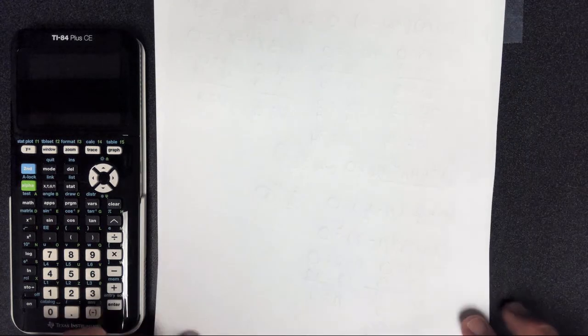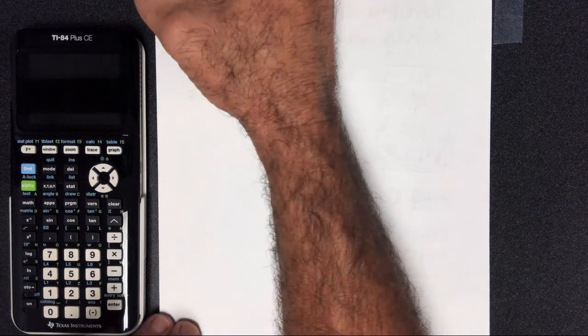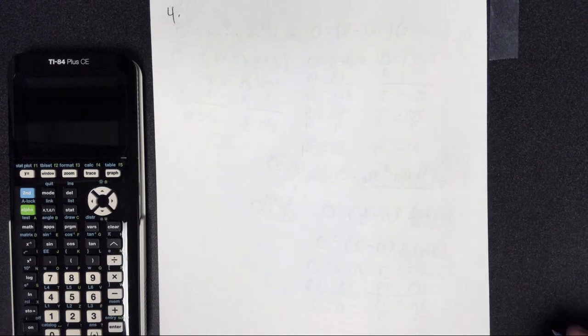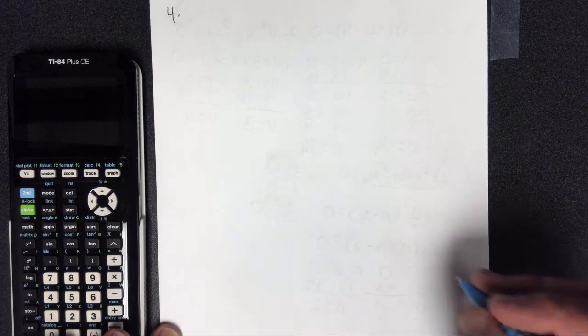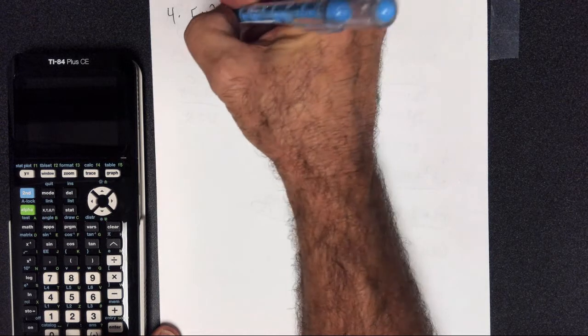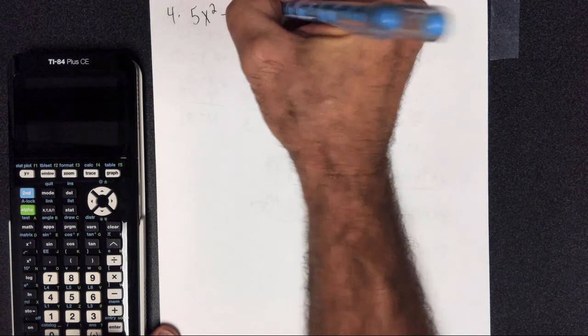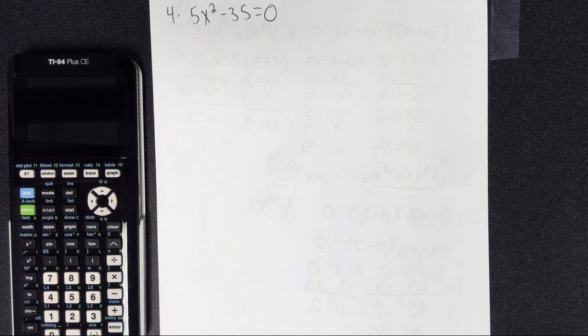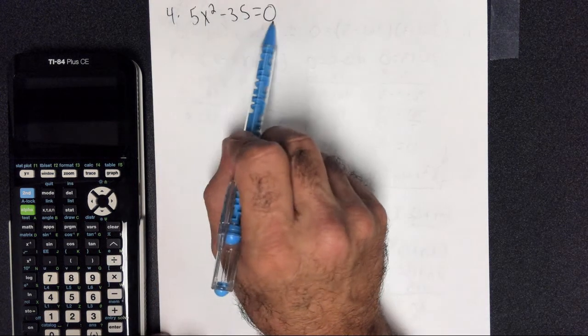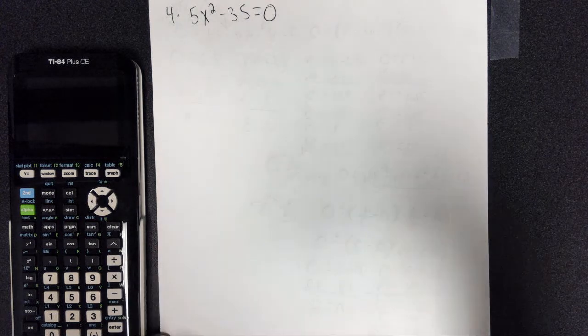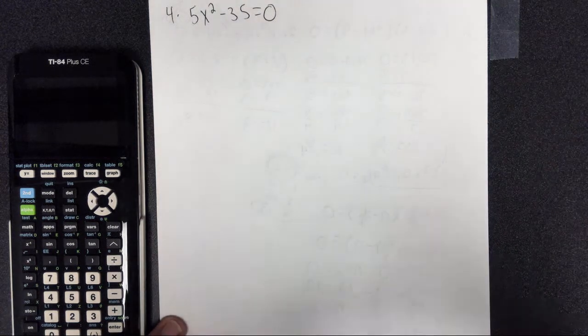All right, let's see what they got next. So number 4. All right, so my number 4 here has 5x squared minus 35 equals 0. Okay, so one thing I noticed is that these all have 5s in them. So if you wanted to make this a little smaller, you could divide that 5 out of everybody.